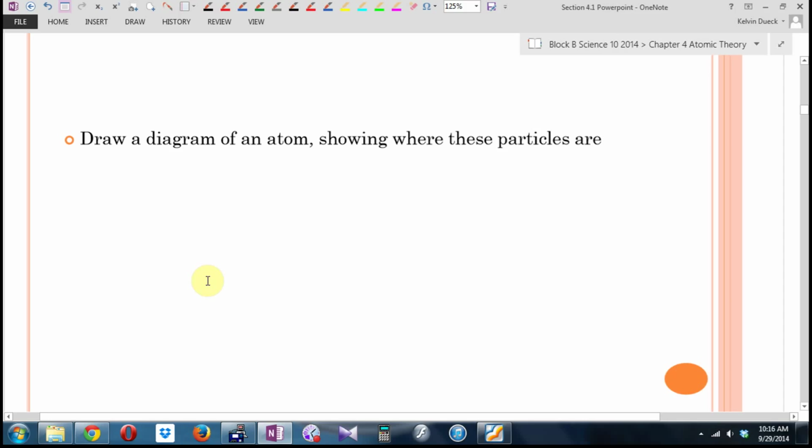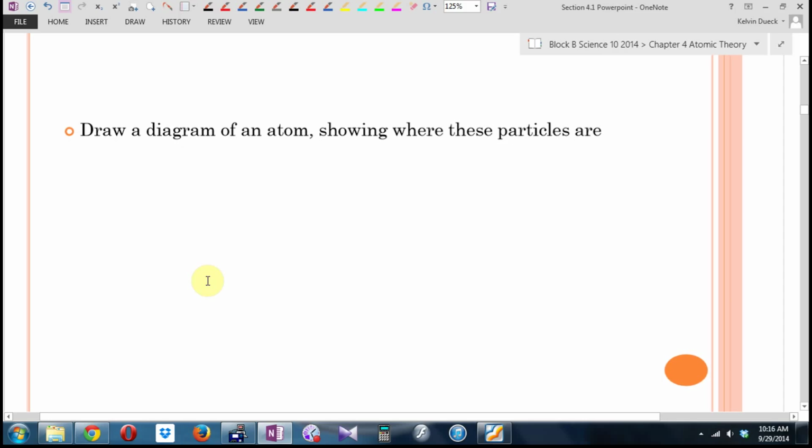I wrote down here, draw a diagram of an atom showing where these particles are. I can't draw. Usually on a computer, I'll use graphics, but just to show you how bad, I'll draw this time. So here's our diagram of an atom. Traditionally, we do something like this. That's what we call the nucleus.